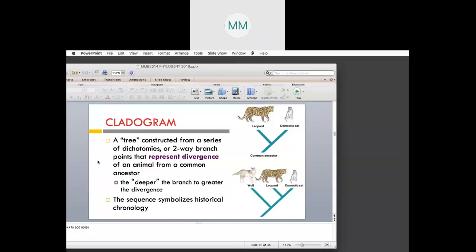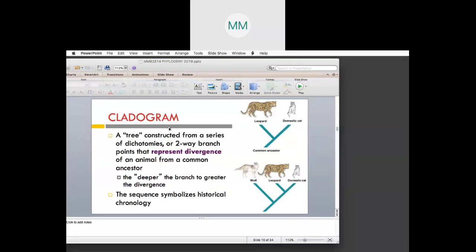Okay, everyone's clear. So now a cladogram is a tree constructed from a series of dichotomies or two-way branching points that represents divergence. Same as what I said, the deeper the branch, the greater the divergence. Okay? So meaning to say, if it's deeper in this sense, this is more diverted. Okay? The sequence symbolizes historical chronology.